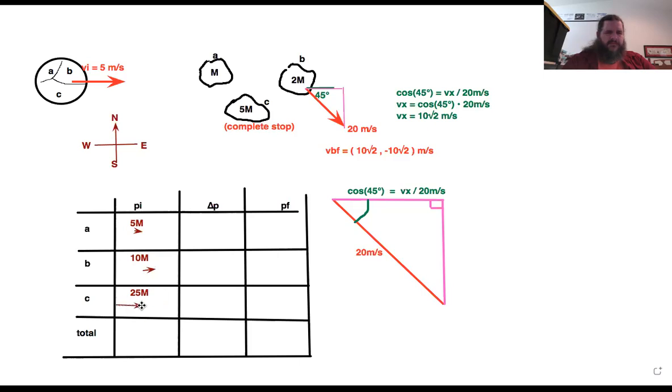One long horizontal arrow to the right. Yeah, the result is going to be a vector because you're adding 5m to the right, to the east, plus 10m to the east, plus 25m to the east. Yeah, that should be 40m to the east. So 8 times as big as the original.